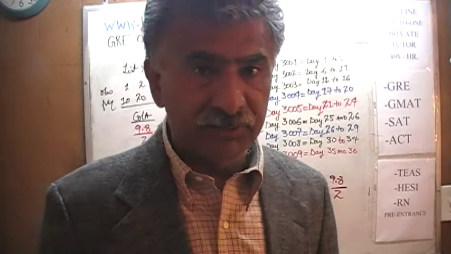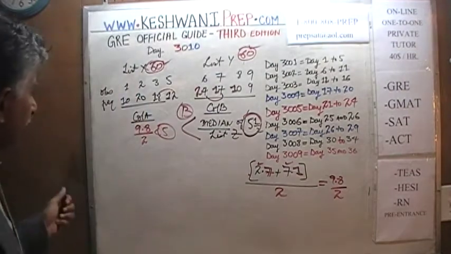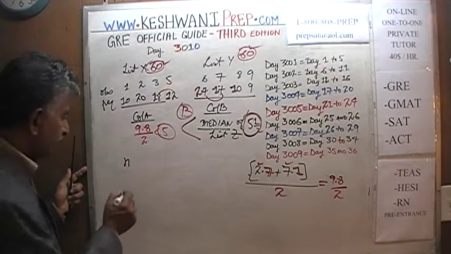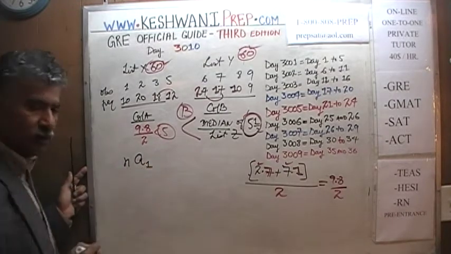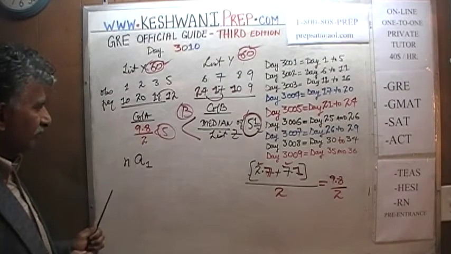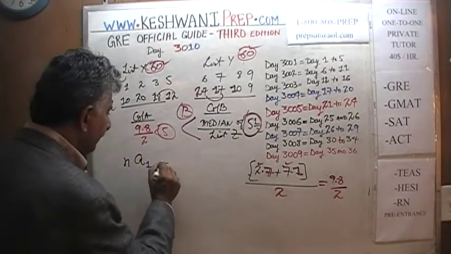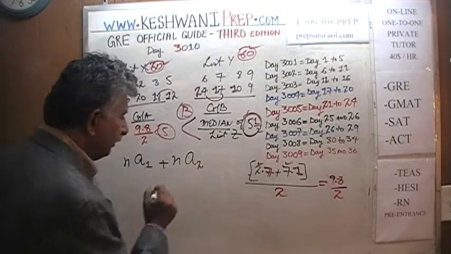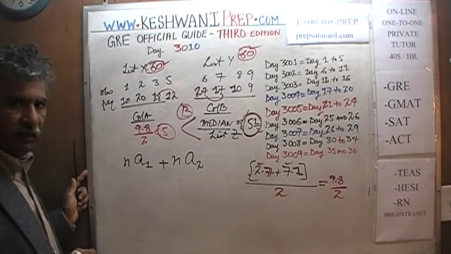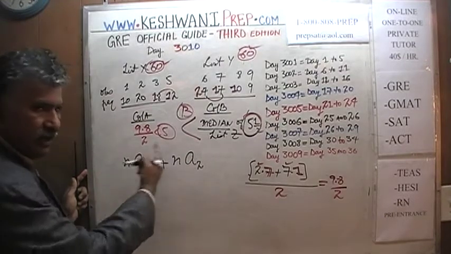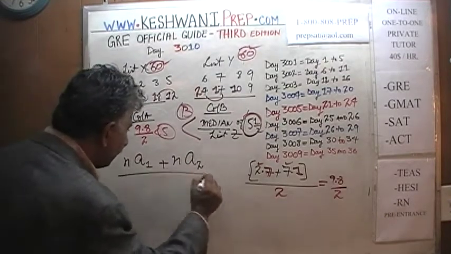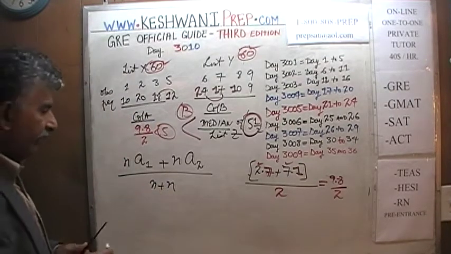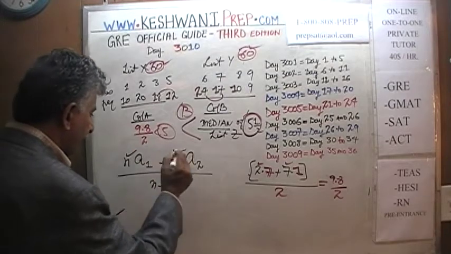We can't take a simple average. This is a simple average. Why? Because here, we have n number of observations. Let's pretend we have n number of observations in the first list. The average of the first list is, let's call it A subscript 1. We have n number of observations in the second list, and let's call the average of the second list A subscript 2. So that is the sum of all the observations put together, and we divide by the total number of observations, which is n plus n. And what are we going to find? Same as before. n is going to come out as a common factor.